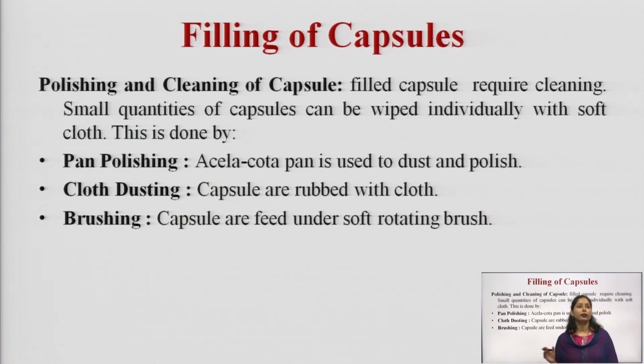After the sealing and sorting of the capsule, we subject the capsule to polishing and cleaning. Why do we polish the capsule? To impart the desired lustrous look and to improve the product elegance. We polish the surface of the capsule, and also, if any dust particle or foreign particle adheres during the processing and manufacturing of the capsule, for that purpose we also do the polishing and cleaning of the capsule.